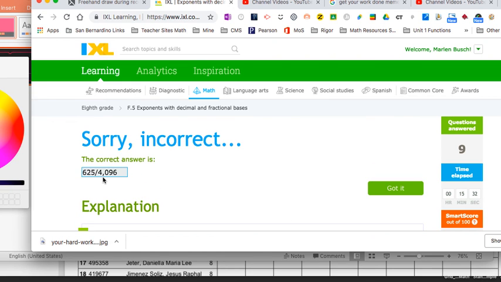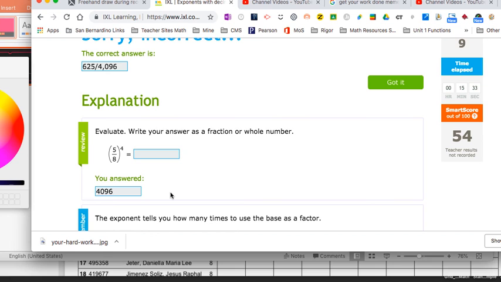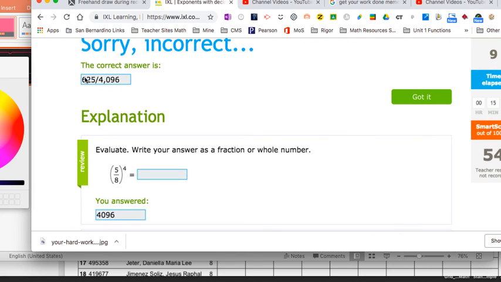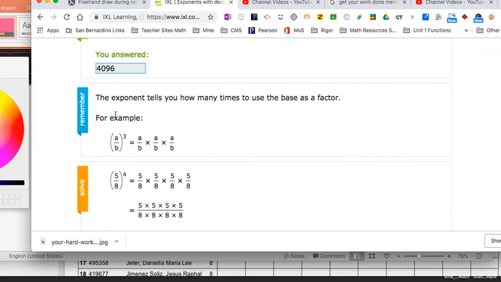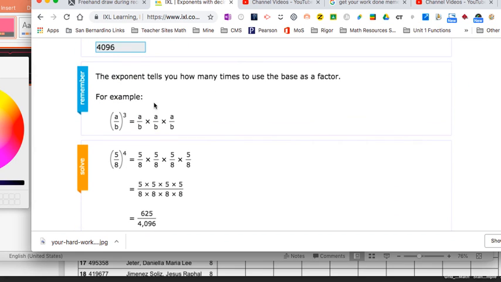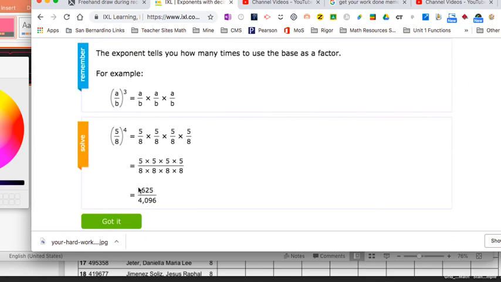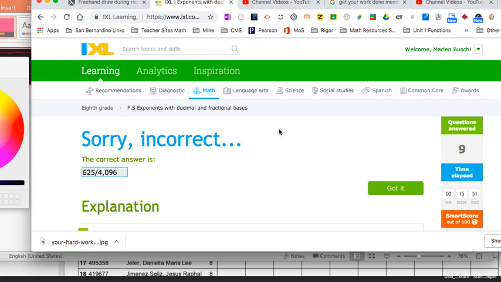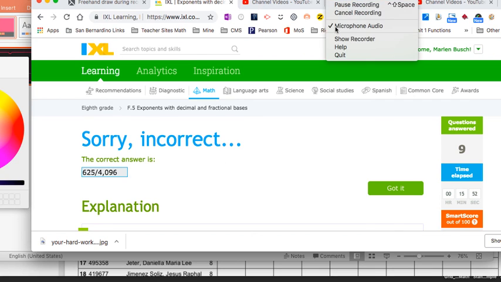So let's get out of here. Oh, what did I do? Well, oh darn, I forgot to put my 625 over my 4096. Okay, so check this out. Make sure you read the notes, okay, guys? If you don't understand, look at this. This is awesome. Great detail, okay? All right, so I'm ending this video because it got too long.